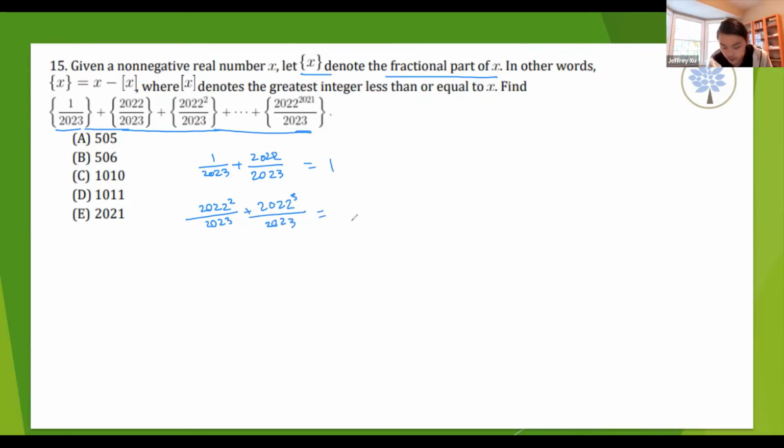If we combine these, then we get 2022 squared times 1 plus 2022 over 2023, which is also going to be an integer. And if we keep pairing up these terms, we'll notice that the sum of every two terms is always going to be an integer because you have this 1 plus 2022 term on the top, which cancels.